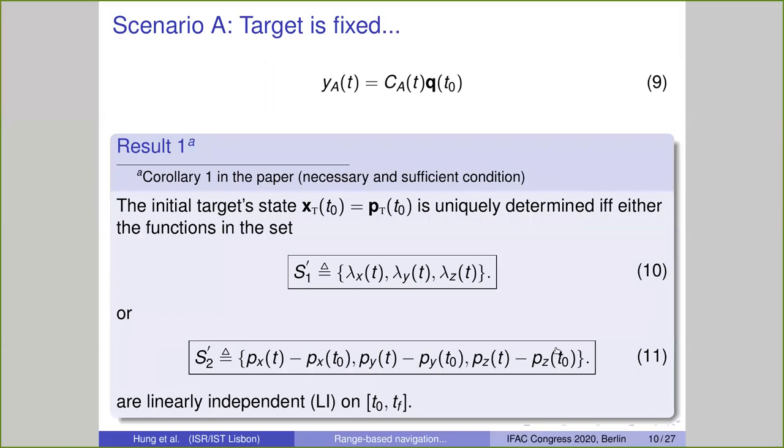The result states that the initial target state, in this case only the position, is uniquely determined if and only if either the functions in the set S1 prime or the functions in the set S2 prime are linearly independent on the interval T0 to TF, with some TF greater than T0. You see that of the two sets, S1 prime is defined for the tracker input, which is equivalent to S2 prime, which is defined for the tracker trajectory or position.